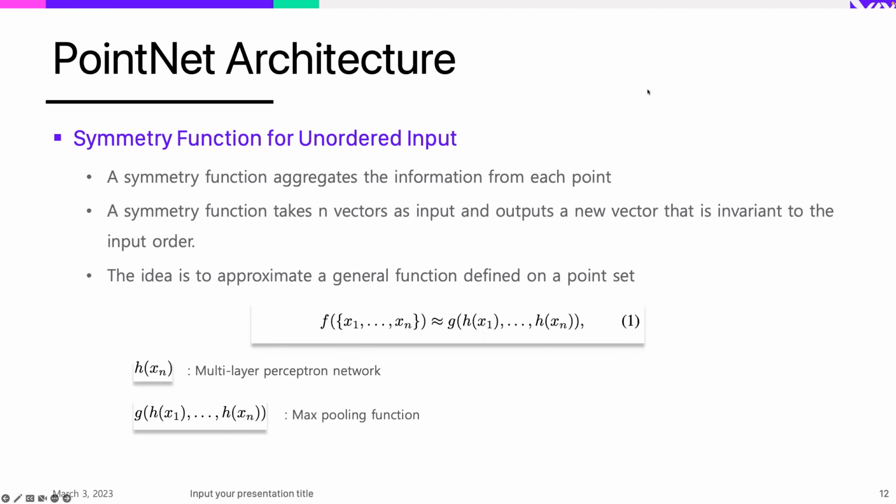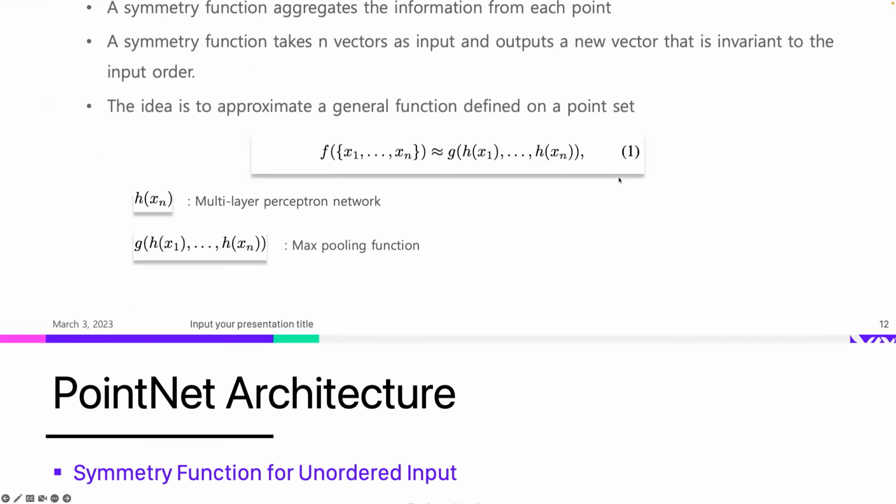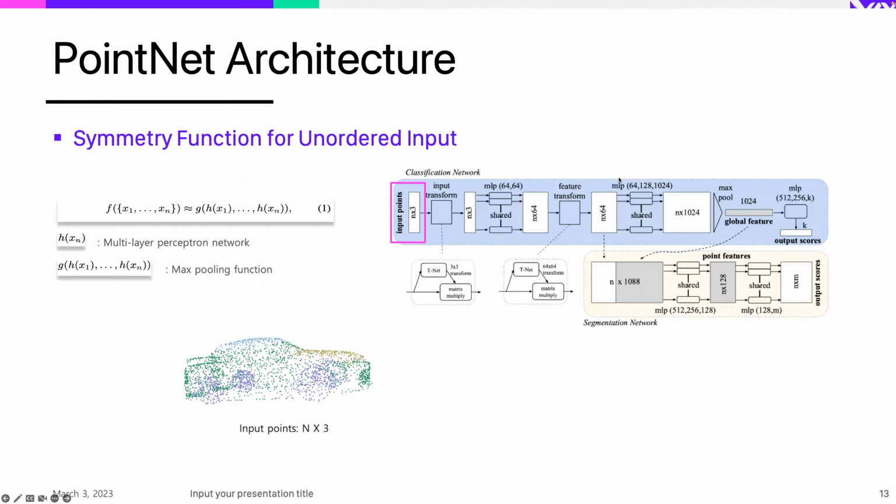The idea proposed here is to approximate a general function defined on a point set by applying a symmetric function on transformed elements in the set. The function can be approximated using a multi-layer perceptron network and a max pooling function. I made a diagram for further explanation.